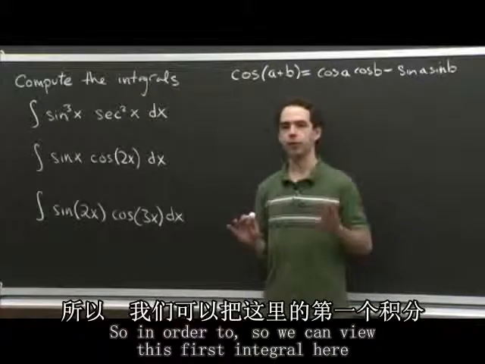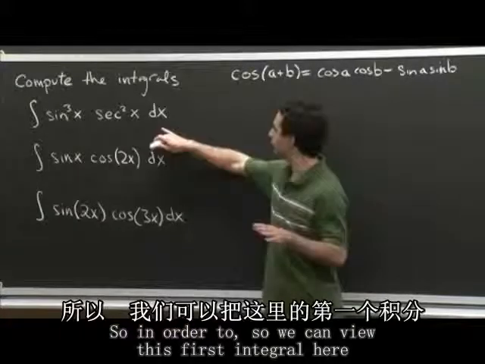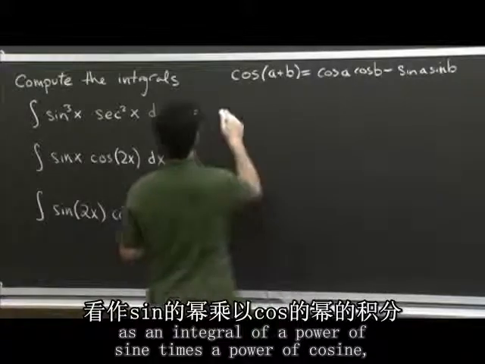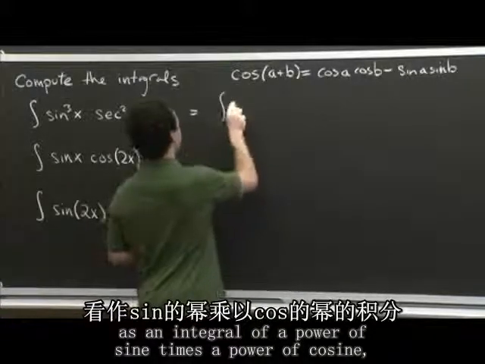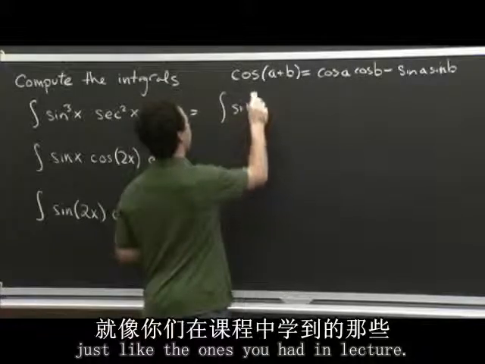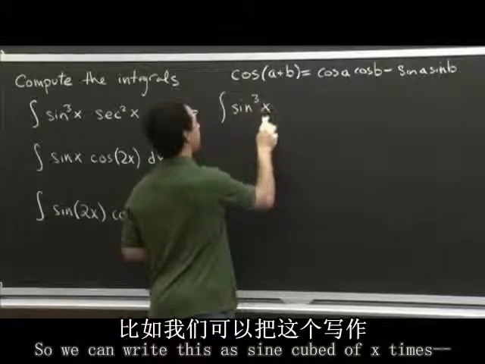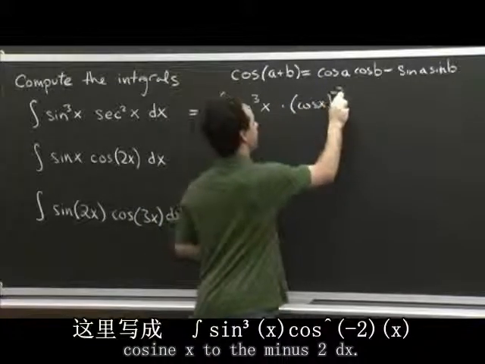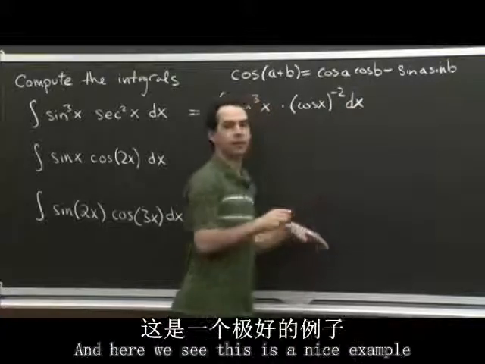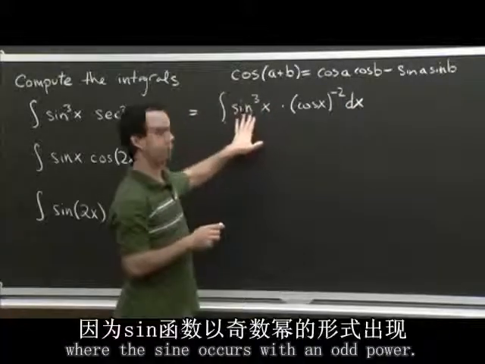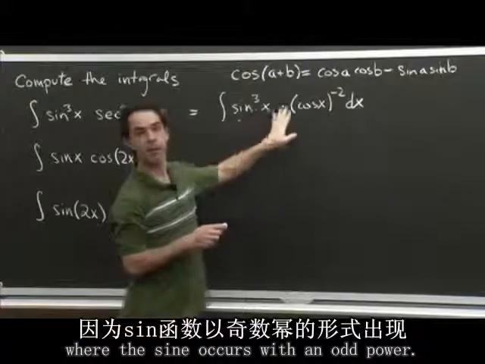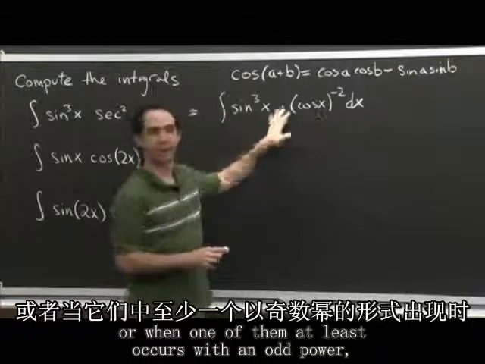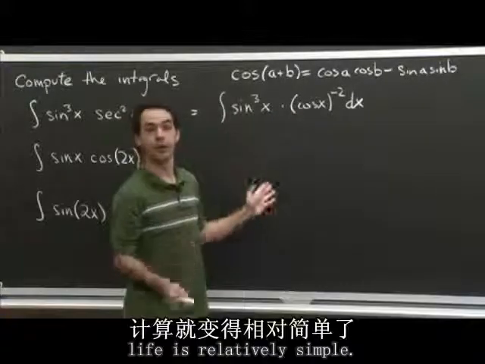So we can view this first integral here as an integral of a power of sine times a power of cosine, just like the ones you had in lecture. So we can write this as sine cubed of x times cosine x to the minus 2 dx. And here we see this is a nice example where the sine occurs with an odd power. So when one of them at least occurs with an odd power, life is relatively simple.